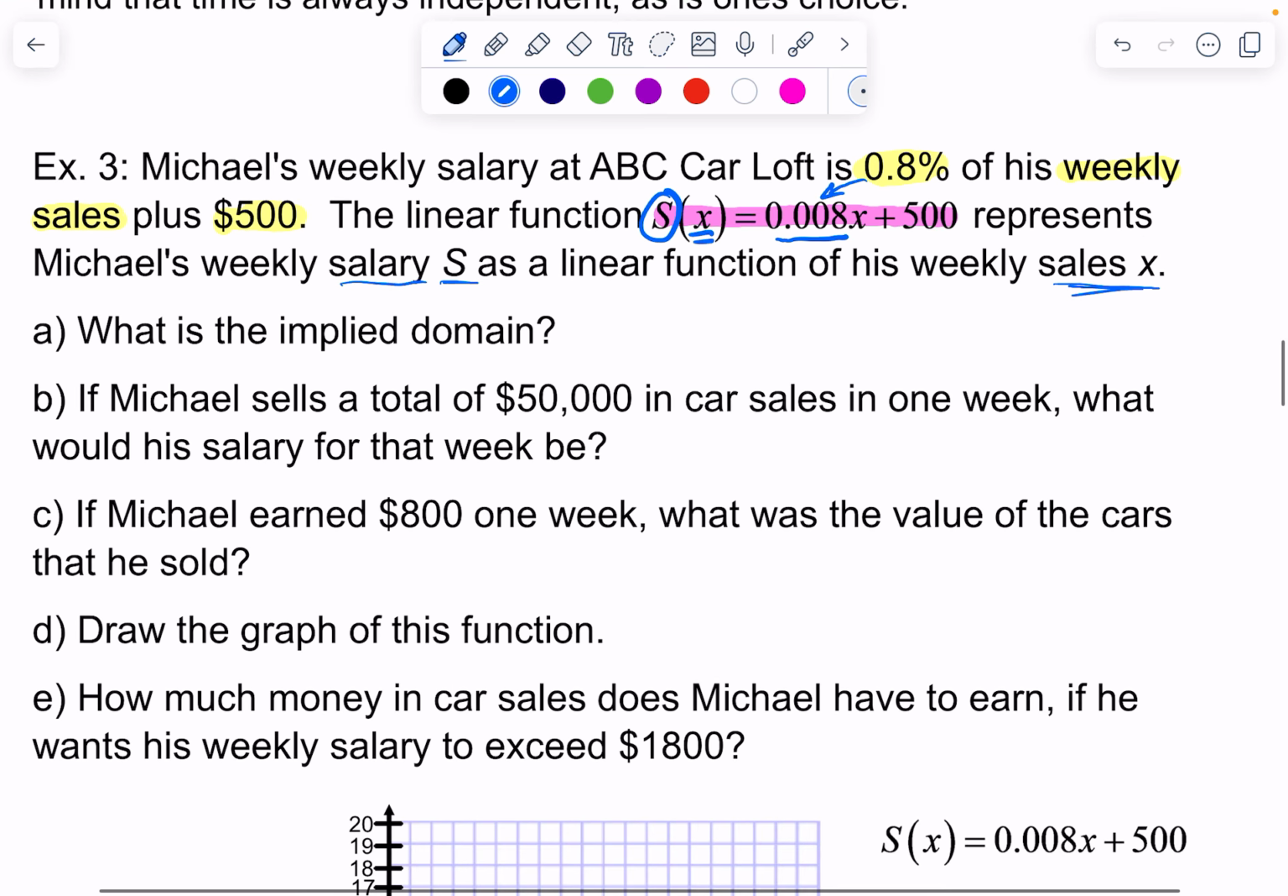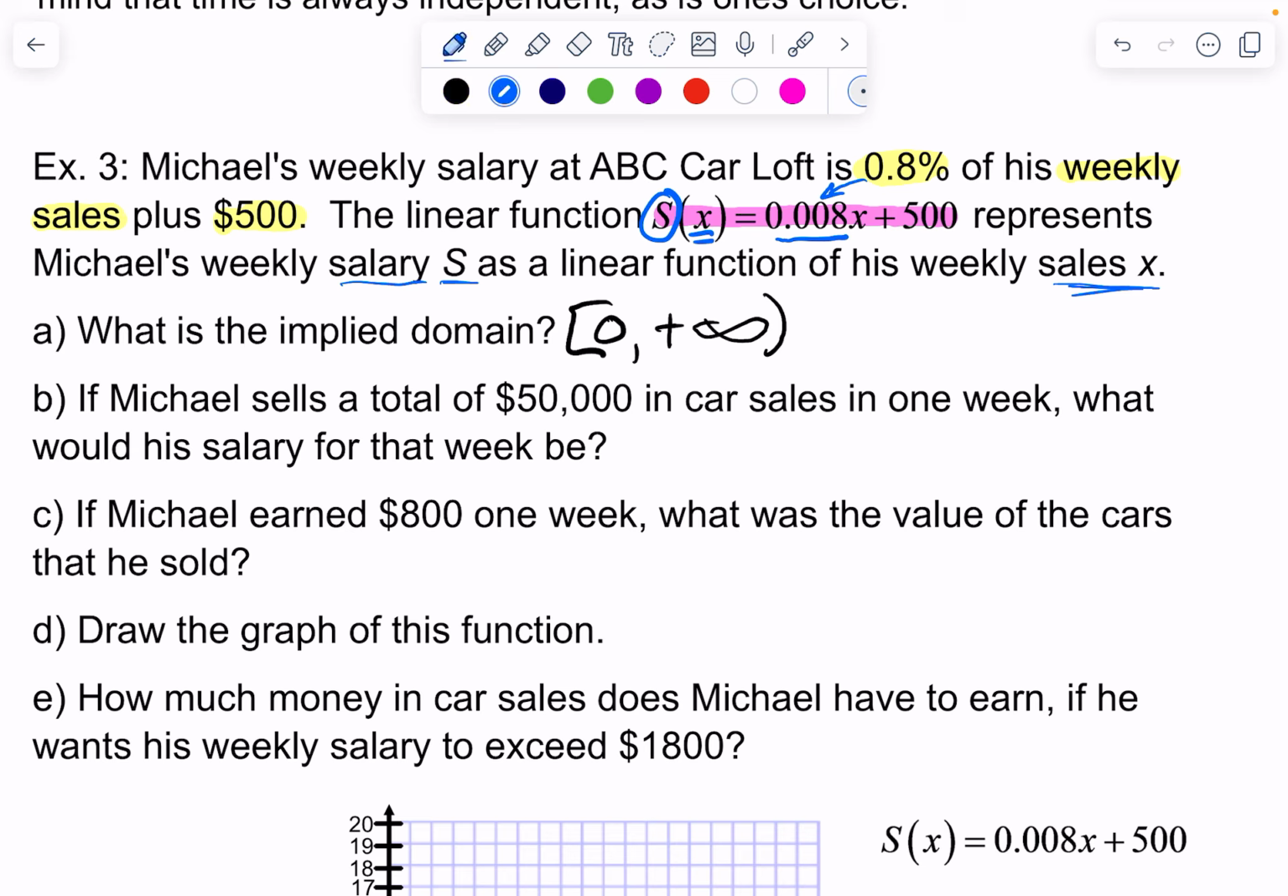So what is the implied domain here? Before you go ahead and say, oh, it's just negative infinity to positive infinity, that can't be. In the real world, we have to think about real world situations. You can't have negative sales, but you could have zero sales. So the implied domain would be from 0 to positive infinity. Now, I know what you're thinking, there's no way to have an infinite number of sales. No, there's not, but that is the implied domain. I can have from 0 sales to as many sales as I can possibly handle.